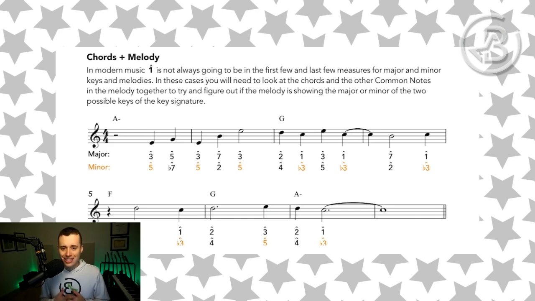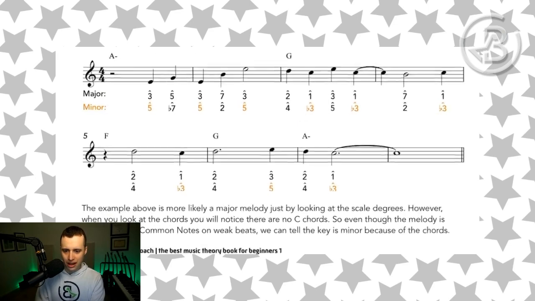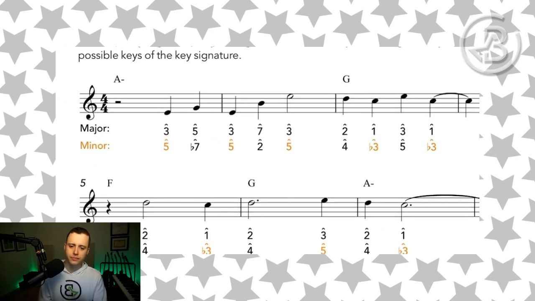So in these cases, you will need to look at the chords and the other common notes in the melody together to try and figure out if the melody is showing the major or the minor of the two possible keys in the key signature. So let's unpack this example and take a closer look. So first, let's look at our key signature.